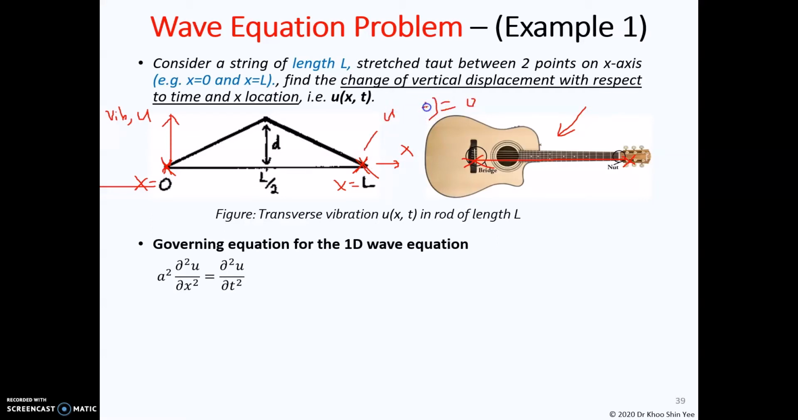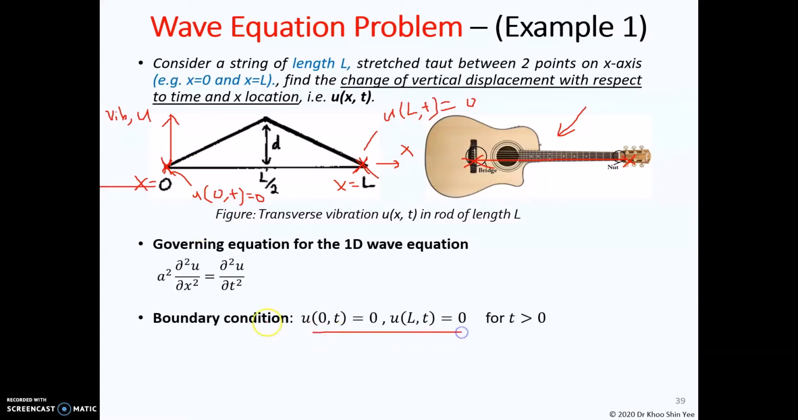for all the time. For this point, x is equal to L, therefore you can write u(L,t) equal to 0. And here you have x equal to 0, therefore the vibration at x equal to 0 for all the time will be equal to 0. These are the boundary conditions for this guitar string.